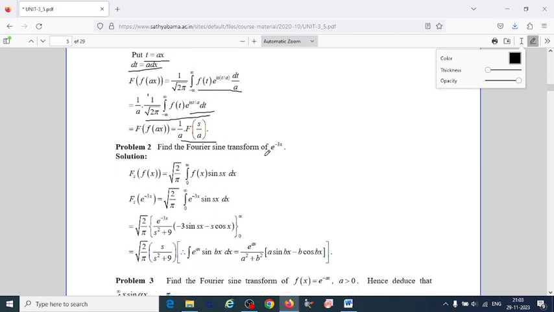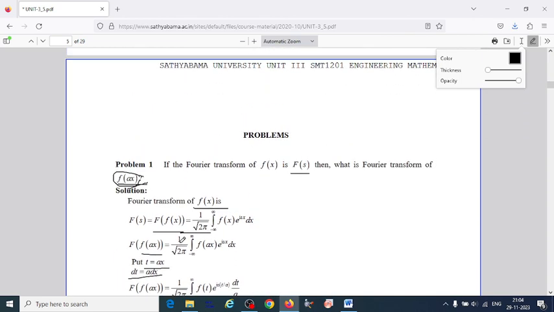Like that you can solve the Fourier sine transform. First you should write the Fourier sine transform formula, then put in the given function e to the power minus 3x. Then you have to integrate with respect to sine. Then you will get the answer. The formula you should remember is the general formula for e to the power ax sine bx. According to that, if you replace here with minus 3x, then you will get the answer root 2 by pi, s divided by s square plus 9. So like that you have to solve the problems related to Fourier transform.